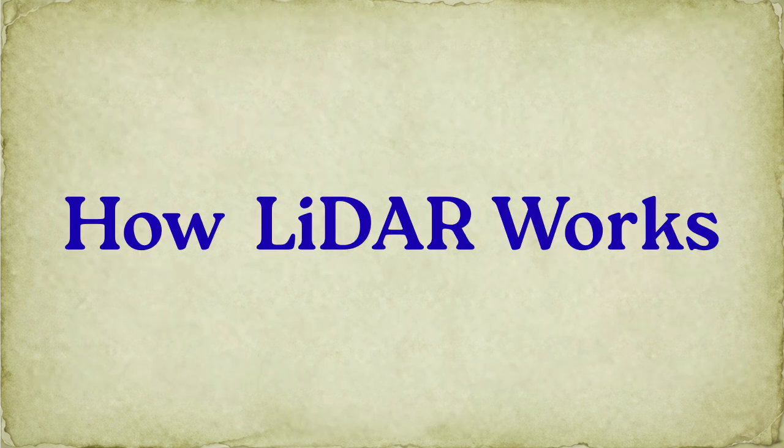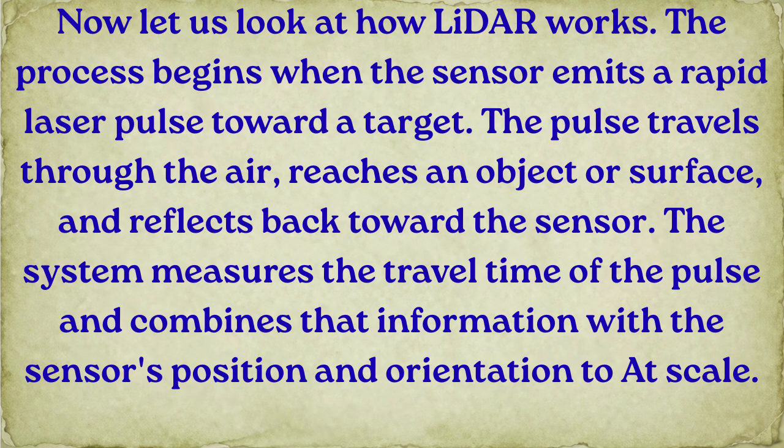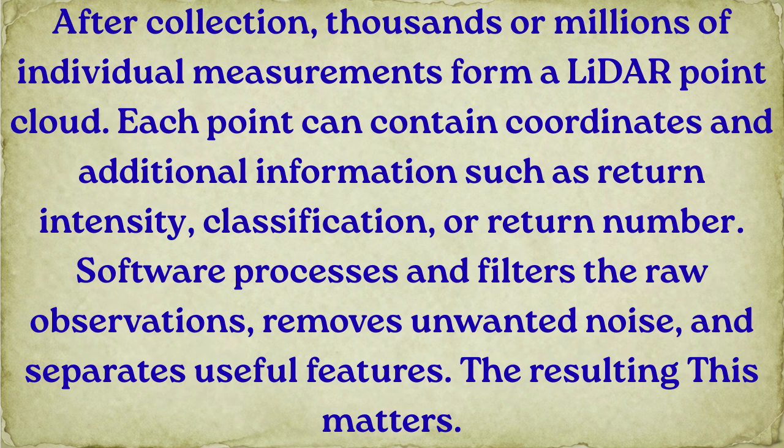How LiDAR works. Now let us look at how LiDAR works. The process begins when the sensor emits a rapid laser pulse toward a target. The pulse travels through the air, reaches an object or surface, and reflects back toward the sensor. The system measures the travel time of the pulse and combines that information with the sensor's position and orientation to calculate positions. After collection, thousands or millions of individual measurements form a LiDAR point cloud.